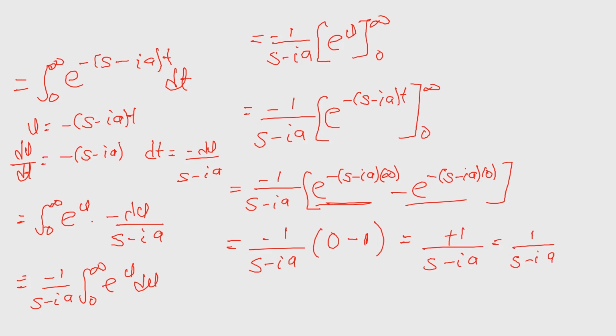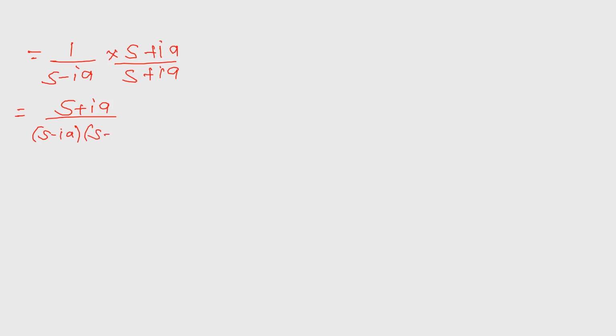So at this point, what we are going to do is rationalize. So you rationalize by the denominator. So if you rationalize by the denominator, we are going to have 1 over s minus ia, then multiply by s plus ia over s plus ia. So which is going to be 1 multiplied by s plus ia is going to give you s plus ia, then over s minus ia into s plus ia.